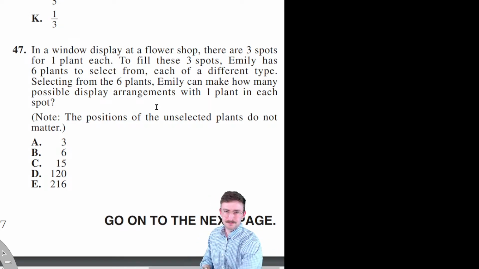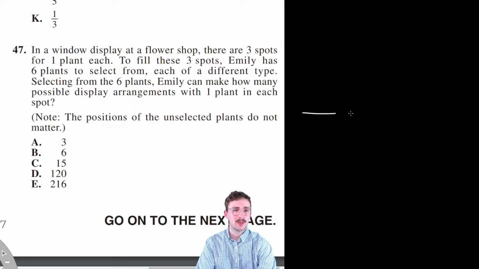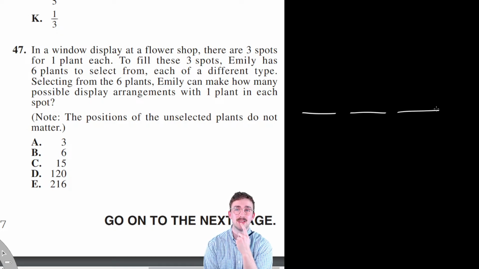Okay, similar idea. I do the same thing for all these problems, regardless of how easy they are. I like to draw out little spots, and I think it's going to make a lot more sense on this one. It says, in a window display at a flower shop, there are 3 spots for 1 plant each. So 3 spots. To fill these 3 spots, Emily has 6 plants to select from, each of a different type. Selecting from the 6 plants, Emily can make how many possible display arrangements with 1 plant in each spot? So how many different display arrangements can we make?